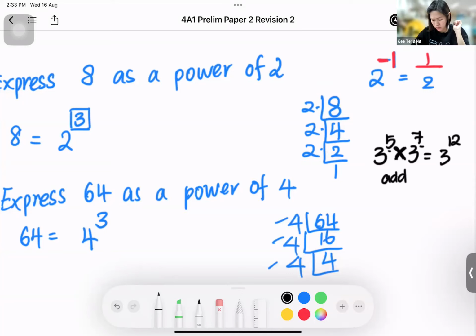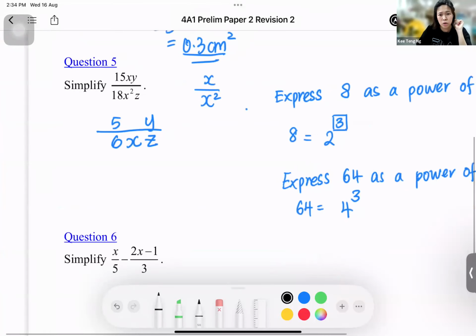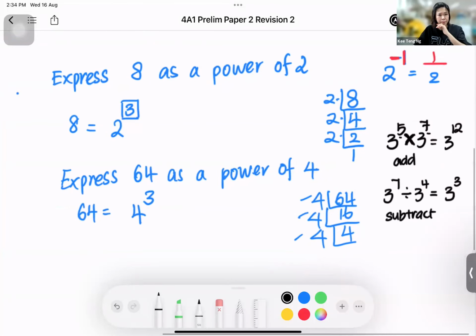If I do division, 3 to the power of 7 divided by 3 to the power of 4, what answer do I get? Division, I subtract the power. So this becomes 3 to the power of 7 minus 4, which is 3 to the power of 3. So these are some of the other basics other than just this type of question. Please revise a little bit to remember them. Can?